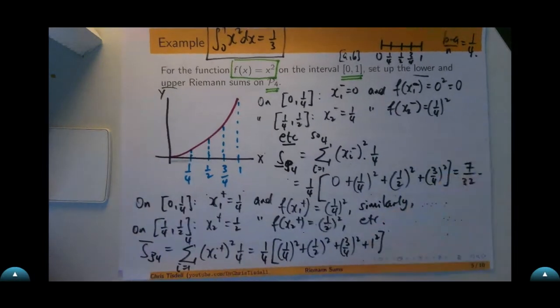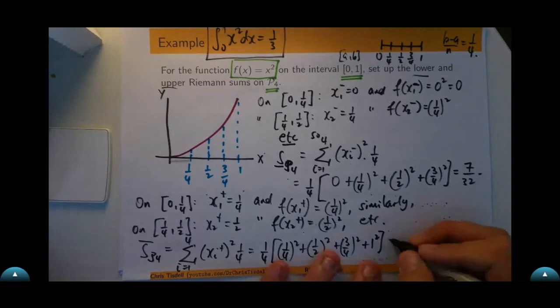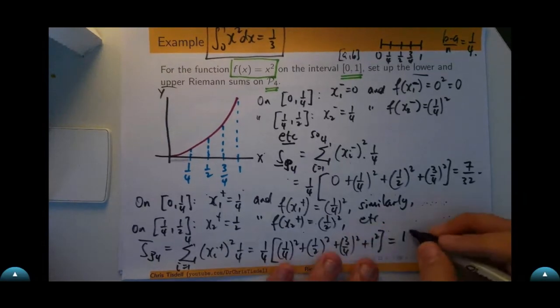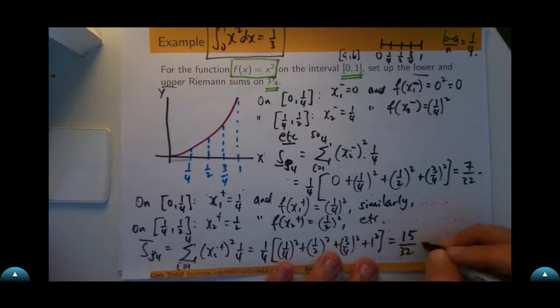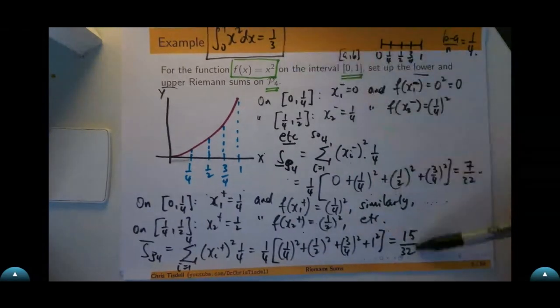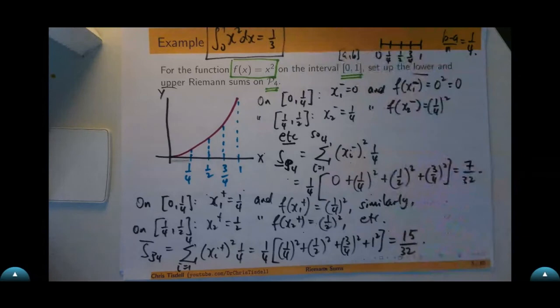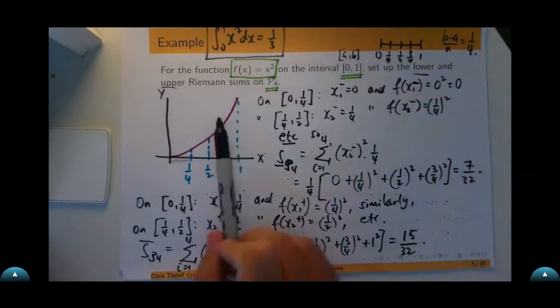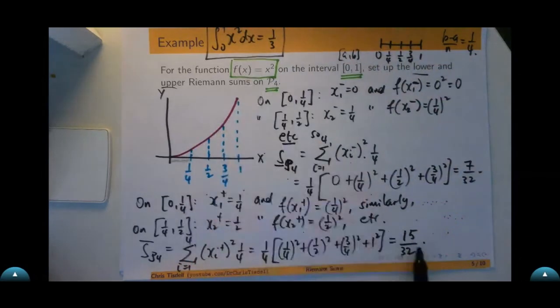Okay. Now you can kind of see here that this is almost the same as this, except for that term, which is kind of interesting. Okay. If you work this out, you'll get something like this. Now, let's compare this with this. This is much greater than this. Okay. But again, if we took lots of little sub-intervals, this would be much closer to this.